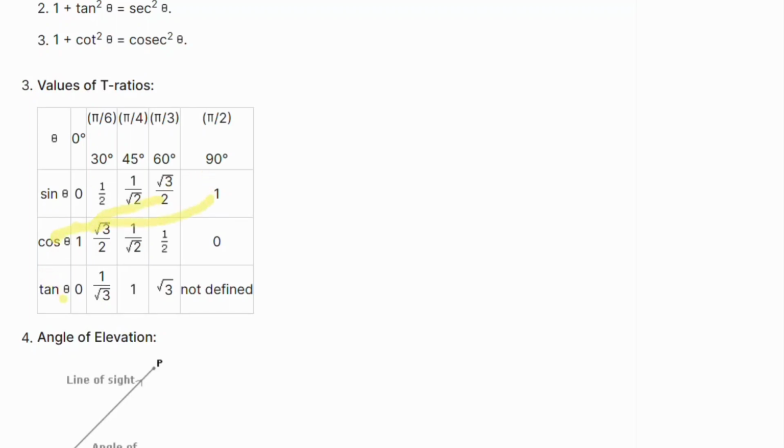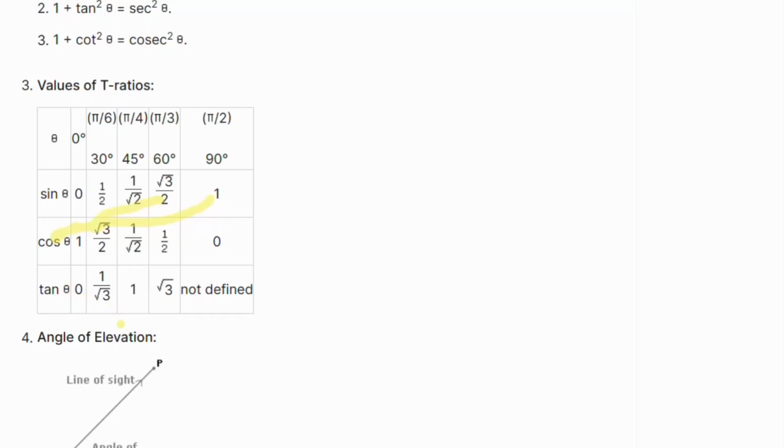Next, tan theta. Tan 0 degrees is 0, tan 30 degrees is 1 by root 3, tan 45 degrees is 1, tan 60 degrees is root 3, and tan 90 degrees is not defined. And there are not only sin theta, cos theta, and tan theta, there are cosec theta, secant theta, and cot theta as well. The inverse of sin theta is cosec theta, the inverse of cos theta is secant theta, and the inverse of tan theta is cot theta.